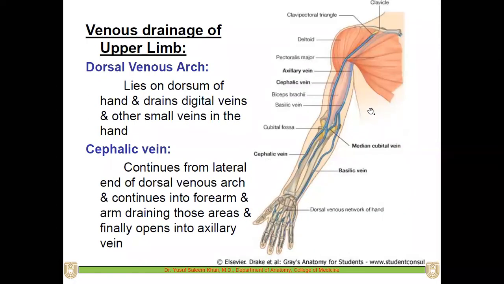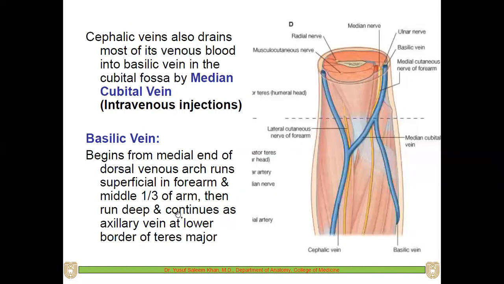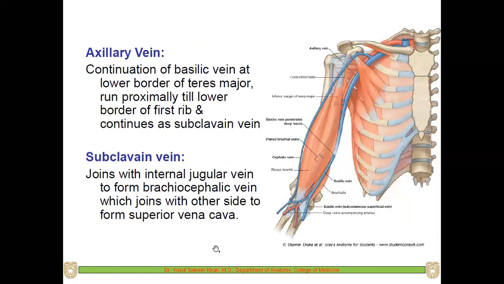So it will run deep now. As you can see here, it is covered by fascia. Till now it was superficial; now it becomes deep. Then it is called the axillary vein. So the axillary vein is nothing but the continuation of the basilic vein when it becomes deep in the lower one third of the arm. It runs deep and continues as the axillary vein at the lower border of the teres major muscle, which is a very important landmark.